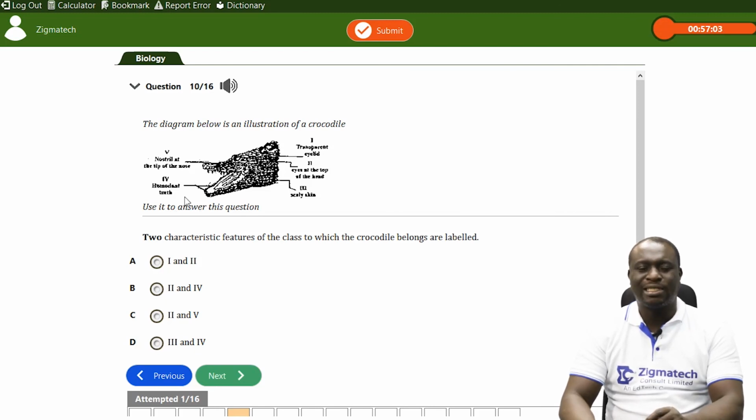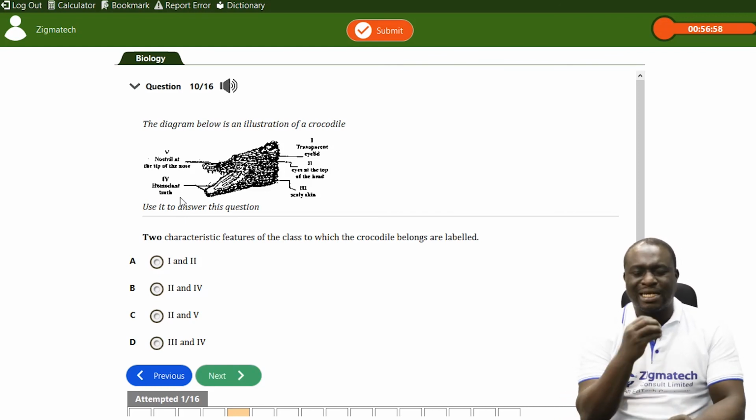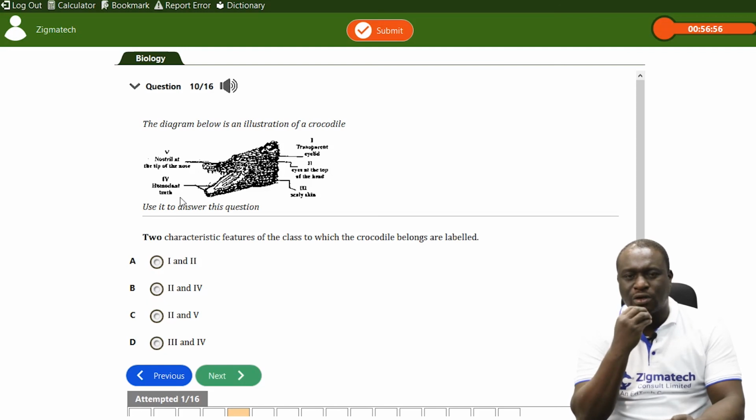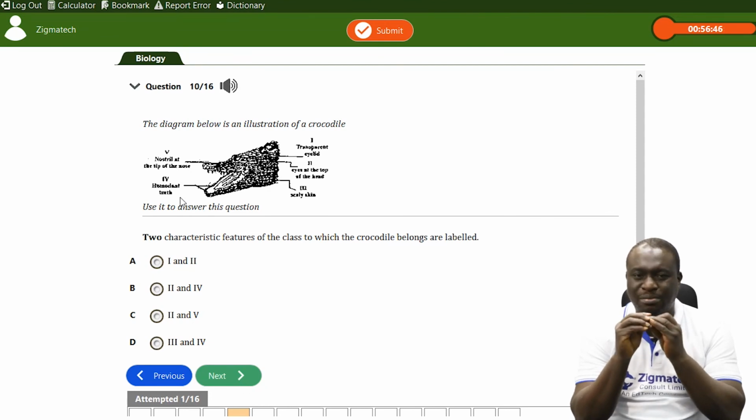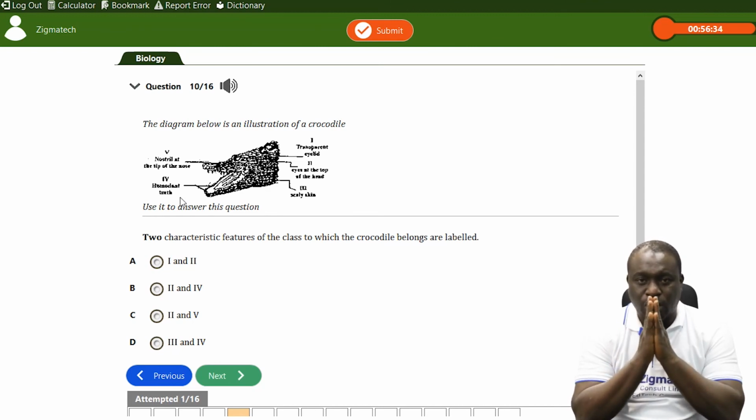Now let's take a look at Roman figure 4. We said homodont dentition or homodont teeth. Now what is homodont teeth? It simply means that the teeth are of the same size, the same shape, and they carry out the same function. I repeat, homodont teeth are teeth of the same size, the same shape, and they carry out the same function. And you can see that mostly in reptiles and in Pisces. Crocodile is a reptile. So option D is the very correct option for this question. We have Roman figure 3 and Roman figure 4.